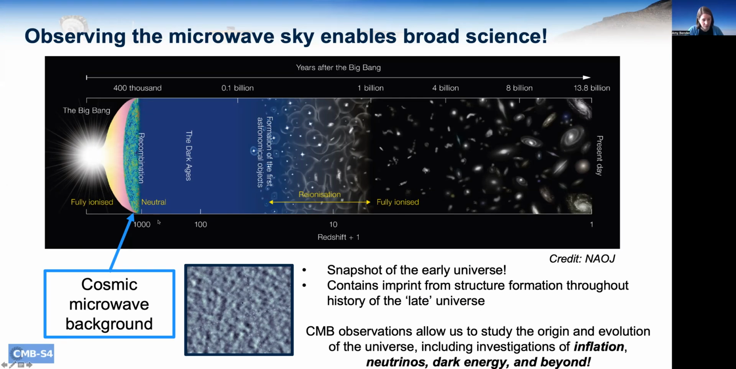Now, turning back to the cosmic microwave background, because it originates about 400,000 years after the Big Bang, it really gives us a snapshot of the early universe. And you can see what that snapshot looks like. This is an example of a CMB map.